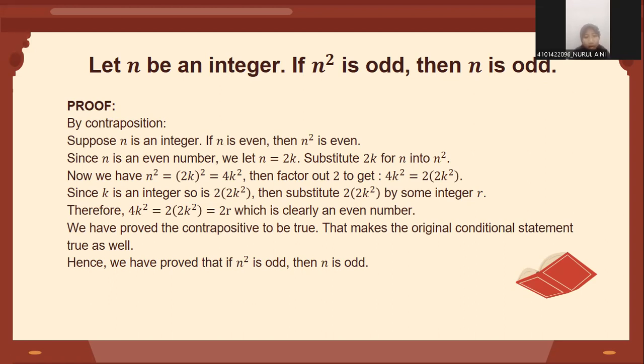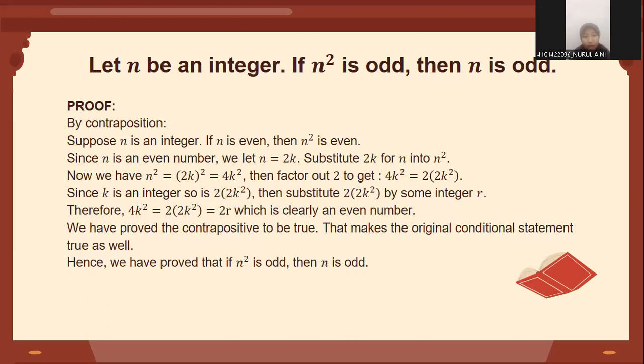This statement is the contraposition of the statement that we need to prove. So the statement is if n squared is odd, then n is odd. The contraposition is if n is even, then n squared is even. Then since n is an even number, we let n equal 2k. Right? It's an even number. Then we substitute 2k for n into n squared.